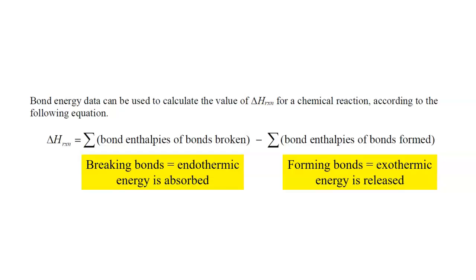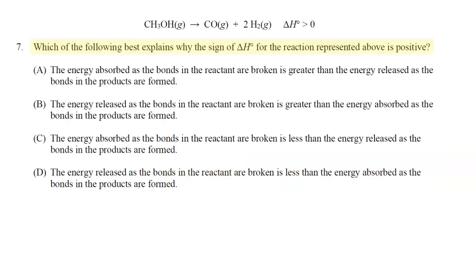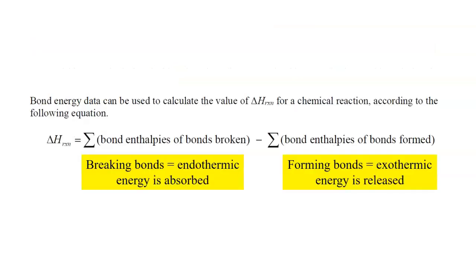So in that equation, the delta H for a reaction is equal to the sum of the bond enthalpies of bonds broken minus the sum of the bond enthalpies of bonds formed. Now, unlike in question 6 where we actually had to do a calculation, here in question 7 we are not given a table of bond energies. So question 7 is more of a conceptual understanding of this equation.